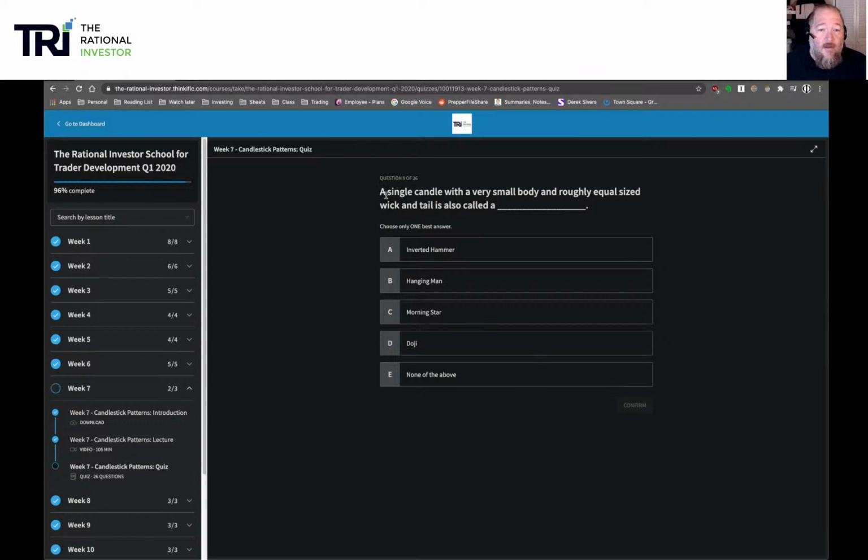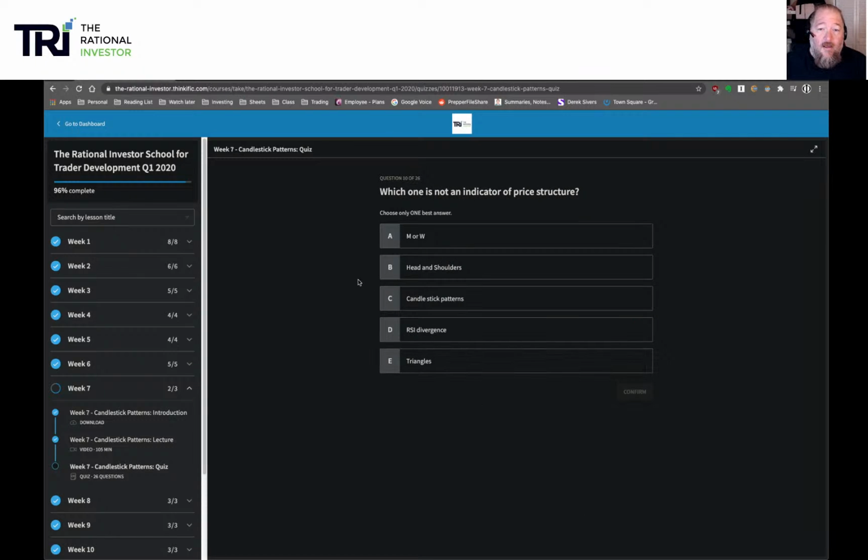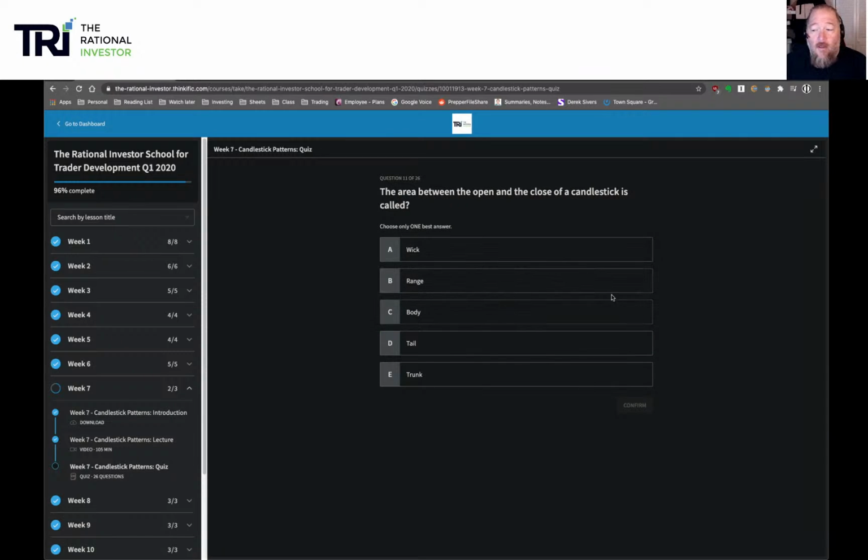Okay. A single candle with a small body and roughly equal-sized wick and tail is called a doji. And which of the following is not an indicator of price structure? So M's or W's, heads and shoulders, absolutely. Candlestick patterns are price structure. RSI divergence is not. That is momentum. All right, and then the area between the open and the close of a candlestick is called the body. Okay.